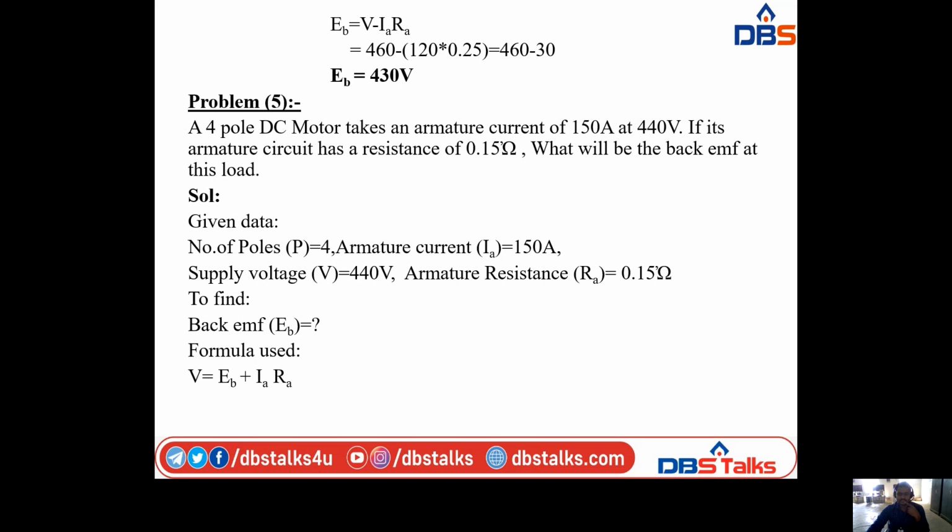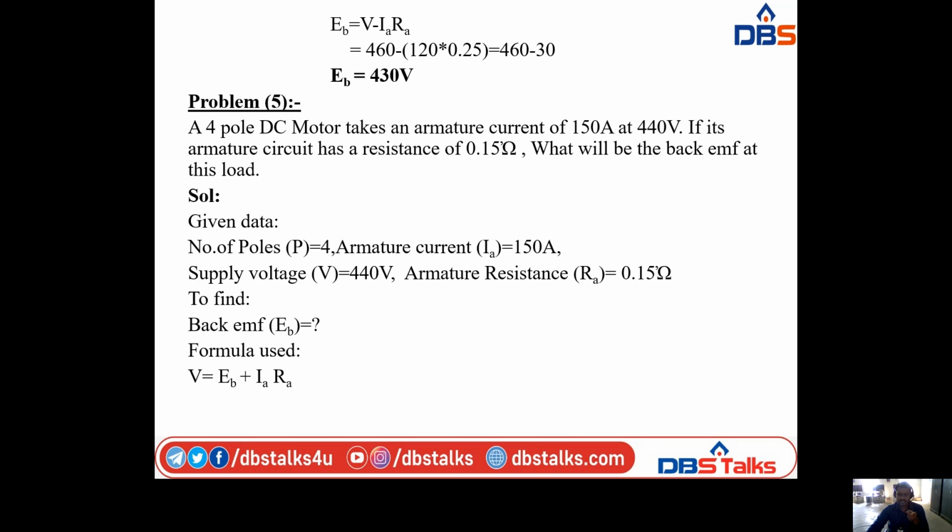And next problem, coming to the fifth problem. Here a 4-pole DC motor takes an armature current of 150 amperes at 440 volts. If its armature circuit has a resistance of 0.15 ohms, what will be the back EMF at this load? This problem is similar to the previous one also.